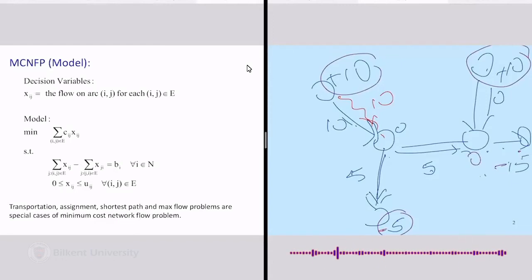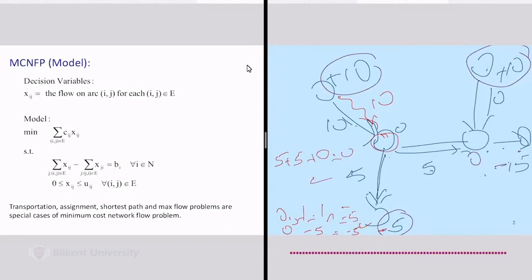This guy is a -5. So out minus in should be equal to -5 for this guy. There is no out, and in is 5. So this is a -5, which is what I want, because this is a demand node. This is a 0. Out minus in should be equal to 0. Out is 5 + 5, minus in is a 10. So it's 0. This is what it is.